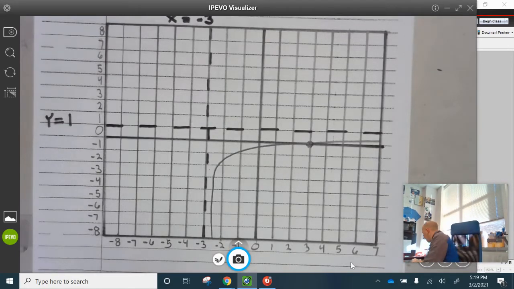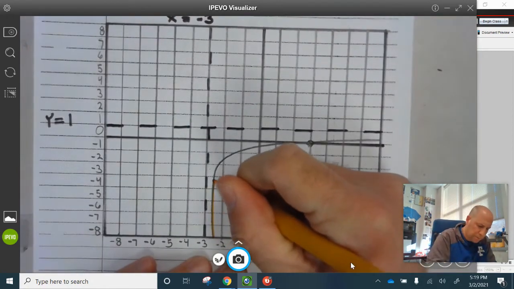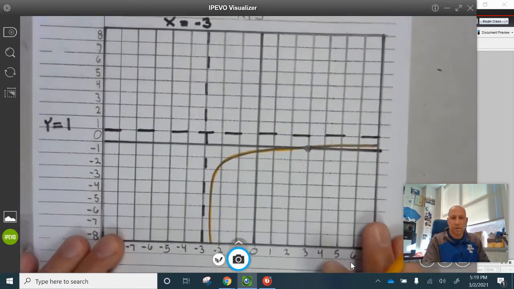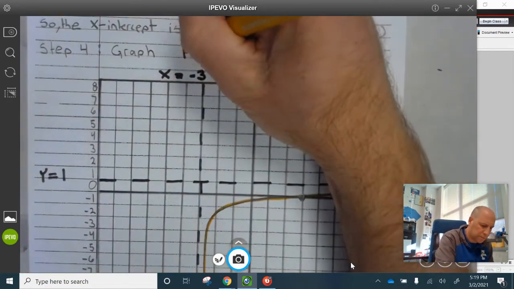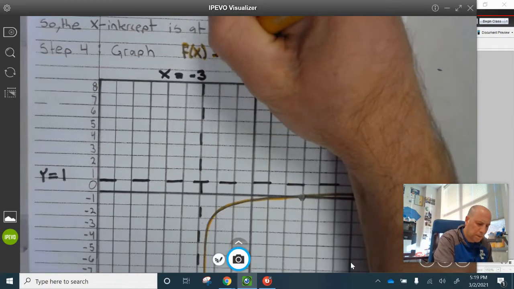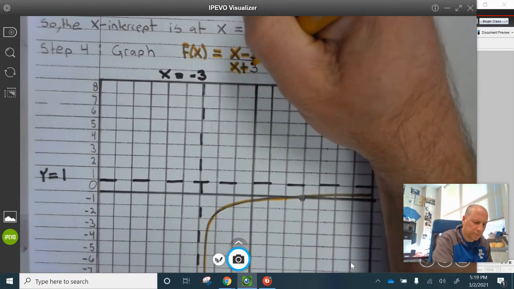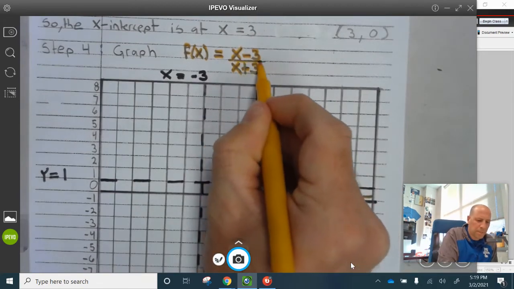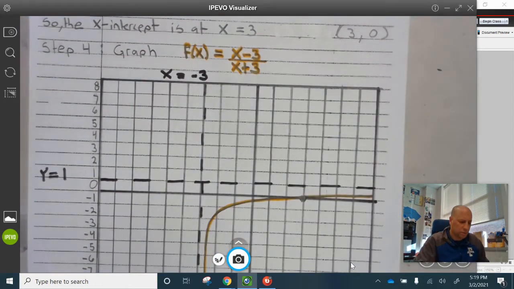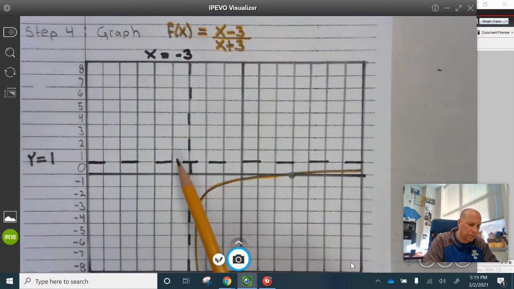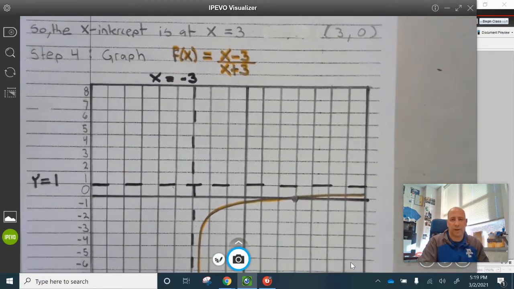It might be a little hard to see that, so let me do that in yellow. So let's graph f of x equals x minus 3 divided by x plus 3. Now all we need to do is find a point either above or below the horizontal asymptote, and we'll have our curve. So let's do that now.